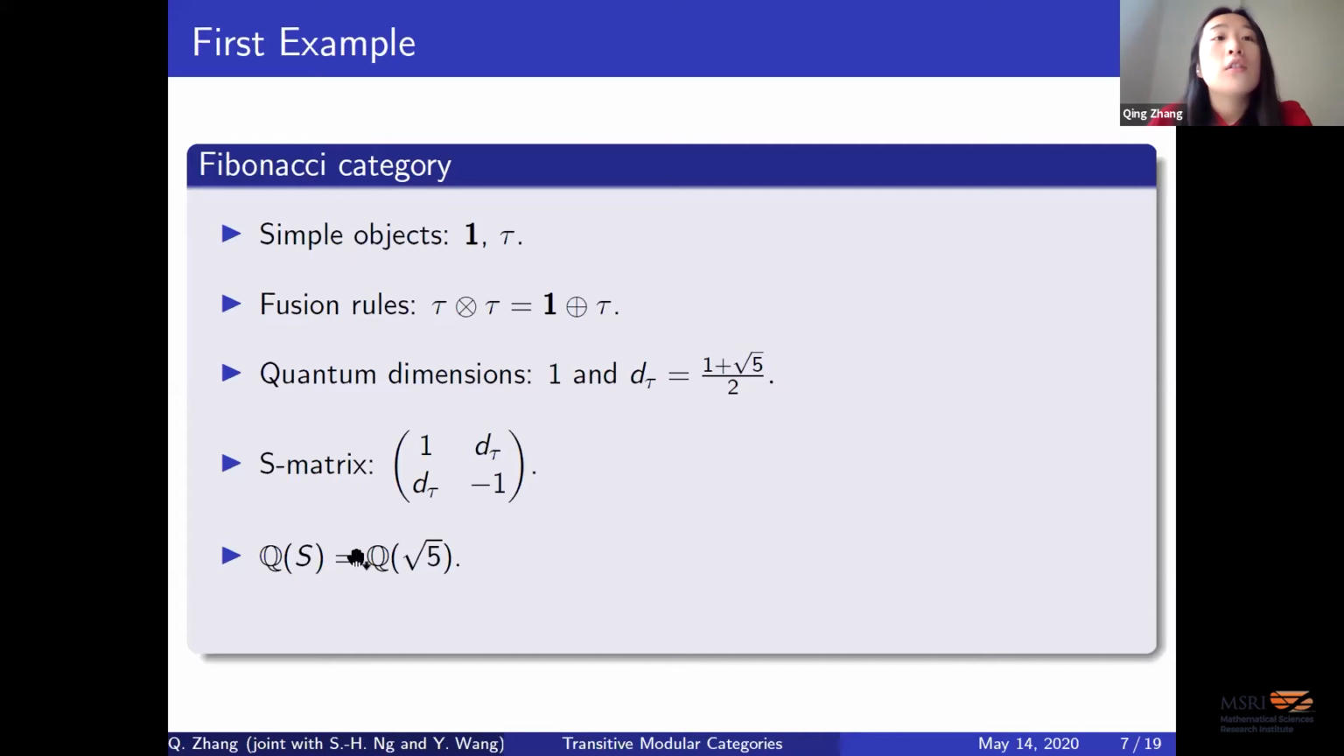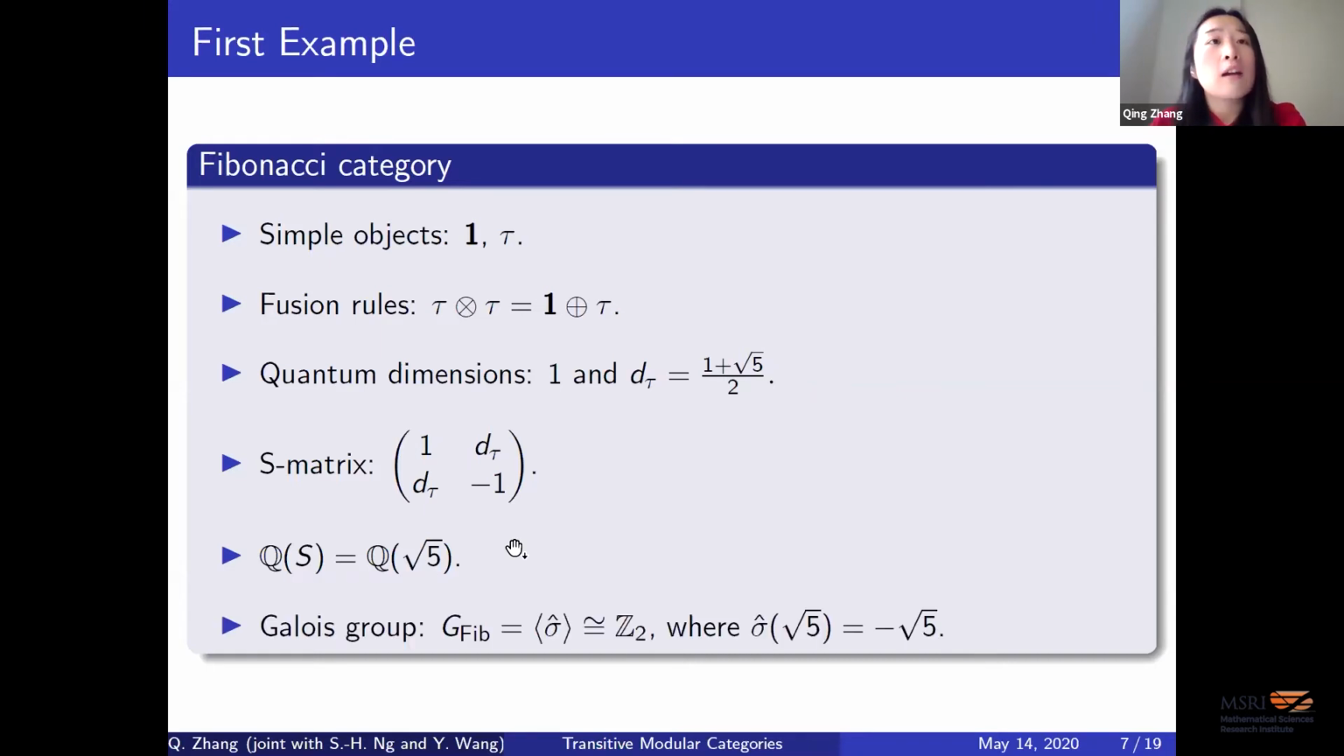Notice that Q adjoining the entries of S is the same as Q adjoining the square root of 5. To figure out the Galois group of this category, we divide the second row by the dimension d_tau. And we notice that the Galois group is generated by a Galois element which maps the square root of 5 to negative square root of 5. So the Galois group is isomorphic to Z2.